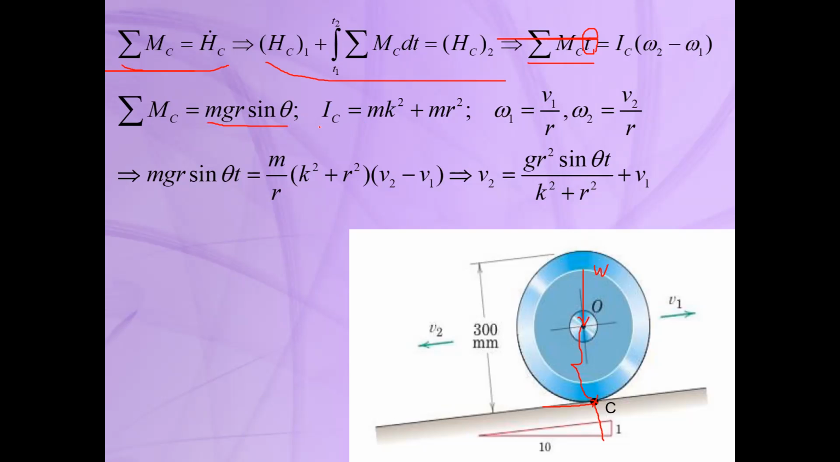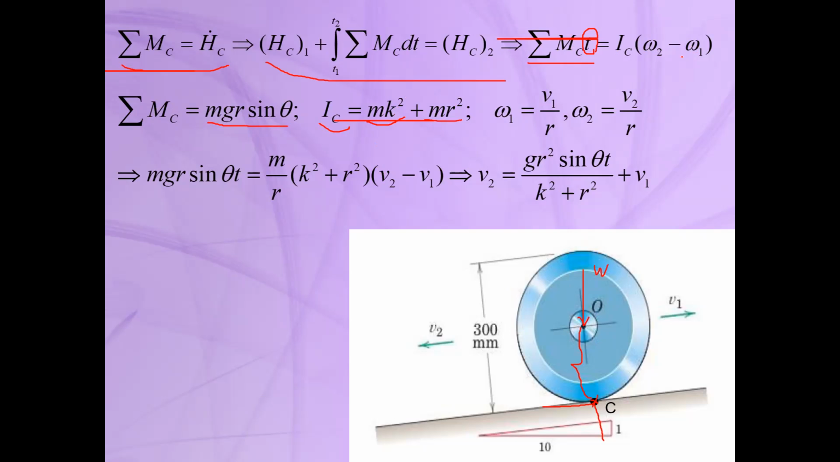And the mass moment of inertia about point C is equal to the mass moment of inertia about the mass center, which is m k squared, where k is the radius of gyration, plus m d squared, which in this case, d is equal to r, the radius of the wheel. So finally, we can calculate IC, the summation of the moment about point C, and also we have t.